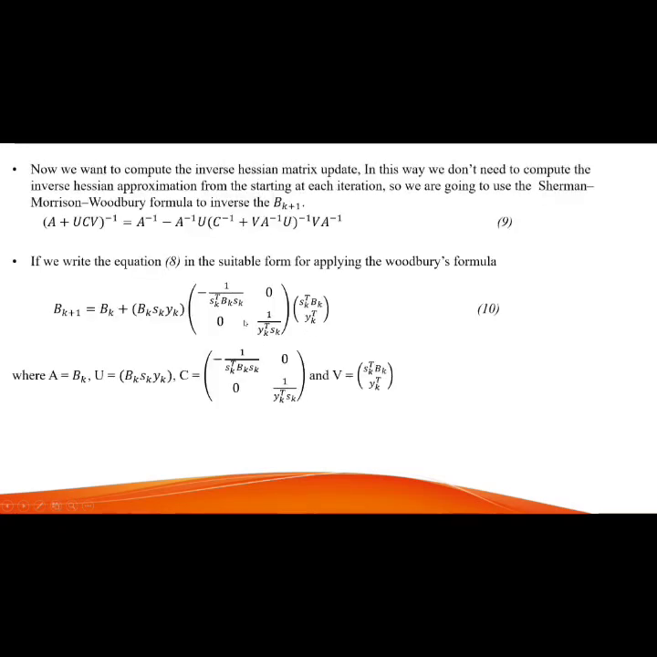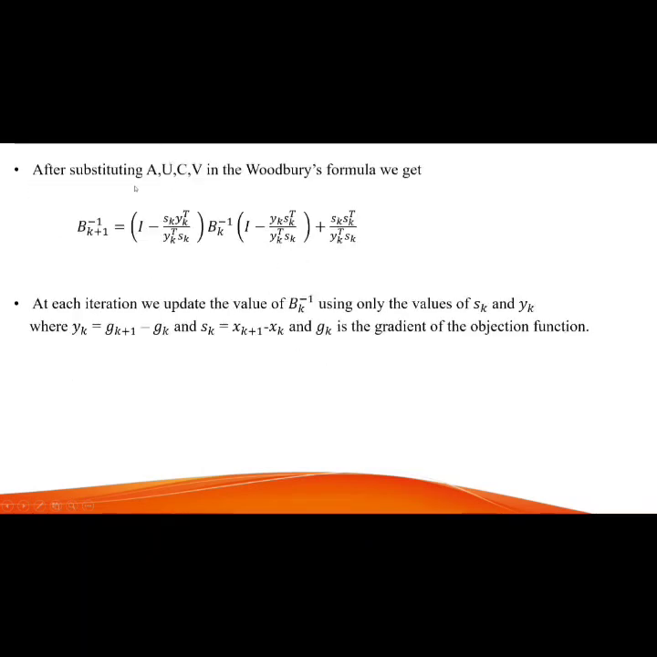If we write this equation in the suitable form to apply Woodbury's formula, we get this, where A is equal to B_k and U is equal to this CV. If we substitute A, U, C, V in Woodbury's formula, we get B_k+1 inverse. At each iteration, we update the value of B_k inverse using only the values of s_k and y_k. y_k and s_k are given like this, and g_k is the gradient of the objective function.